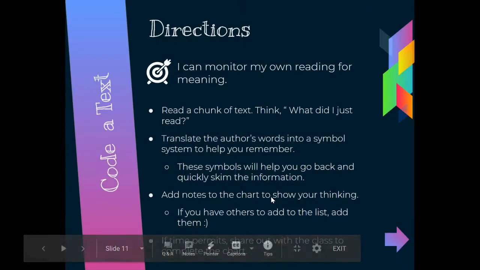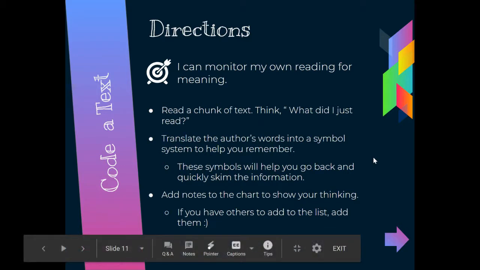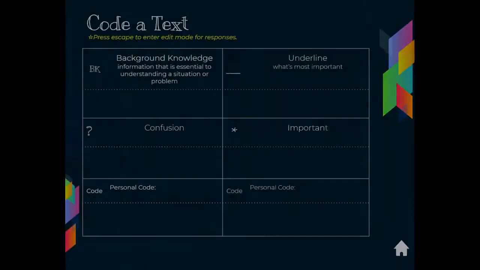Lesson 3. I can monitor my own reading for meaning. Read a chunk of text, think, what did I just read? Translate the author's words into a symbol system to help you remember. These symbols will help you go back and quickly skim the information. Add notes to the chart to show your thinking, and if you have others to add to the list, add them. If time permits, share it with the class to complete the chart. Well, you're not really going to share it with the class, but you can share it with yourself, or you can share it with the teacher when you're reading.